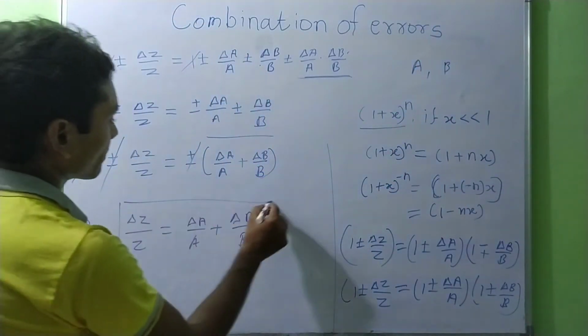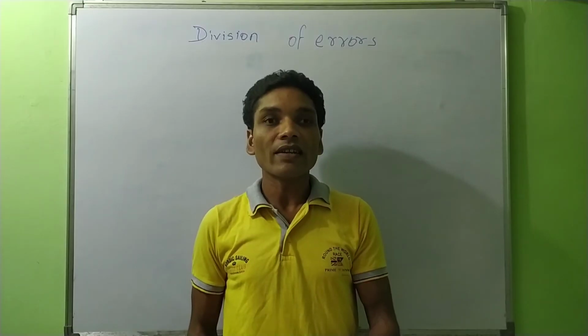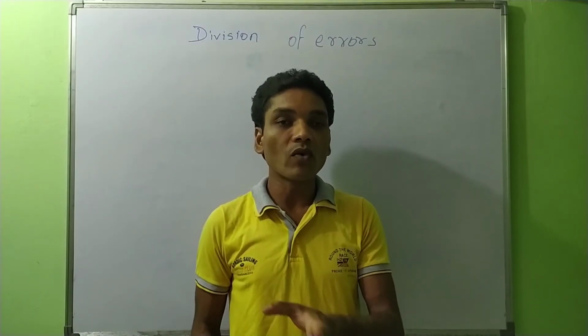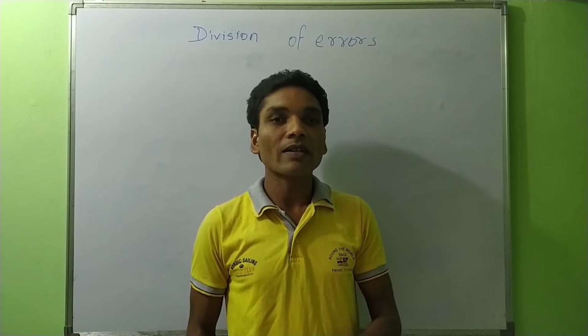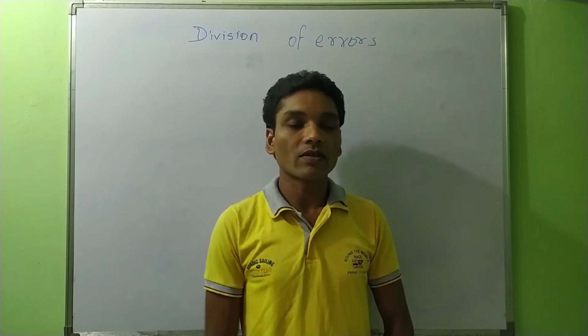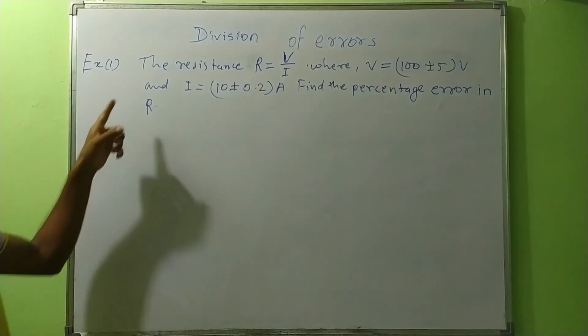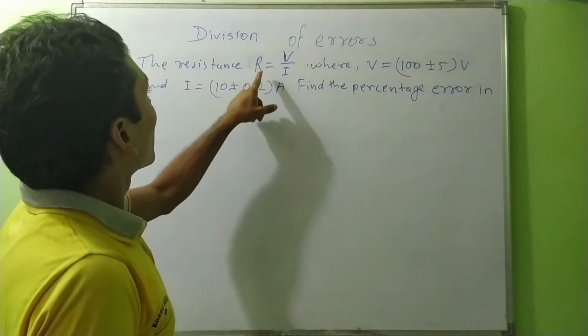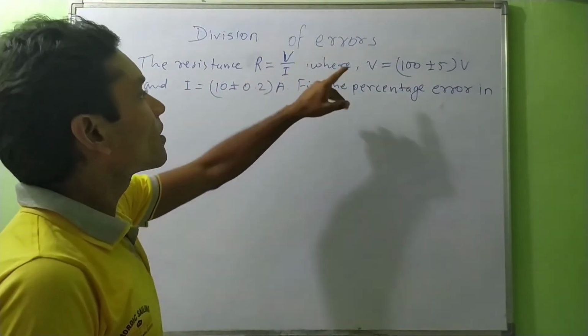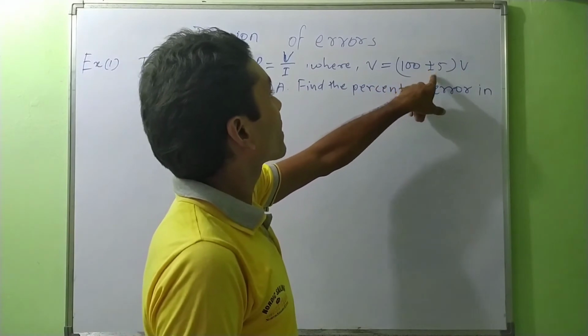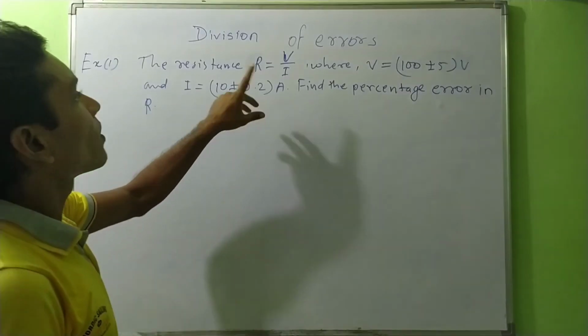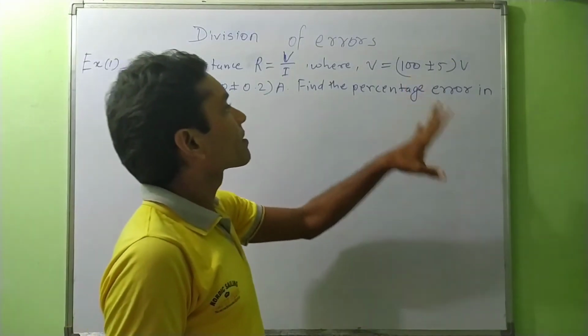This is the formula. To understand the division of errors more clearly, let's understand by some examples. In this example, the resistance R equals V upon I, where V equals 100 ± 5 volt and I, that is current, equals 10 ± 0.2 ampere. Find the percentage error in capital R, meaning in resistance.